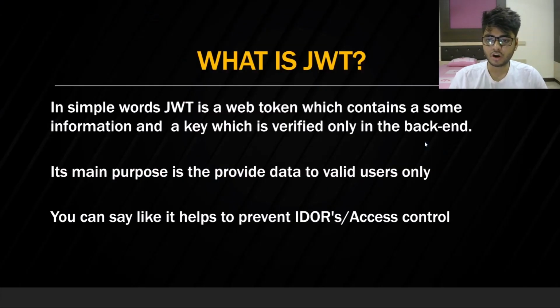Let's first talk about what JWT is. In simple words, JWT is a web token which contains some information and a key which is verified only in the backend. Its main purpose is to provide data to valid users only. You can say it helps to prevent IDORs and access control issues. If you are a pen tester, you have many times seen API requests going on, and in the headers you see an Authorization header which has Bearer and something in base 64. That is what a JWT token is.